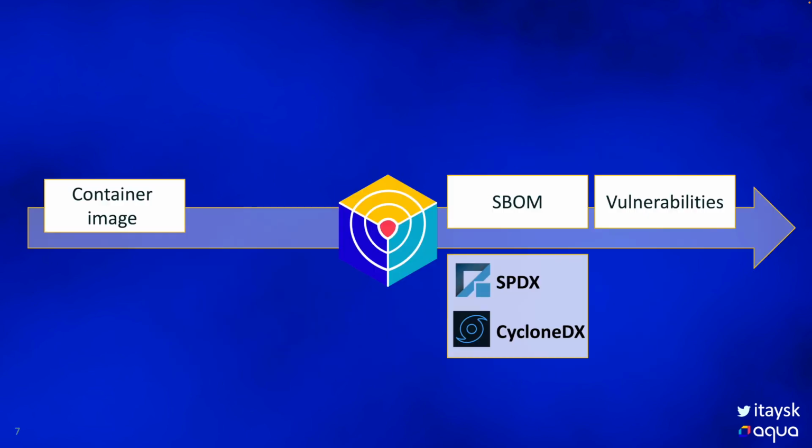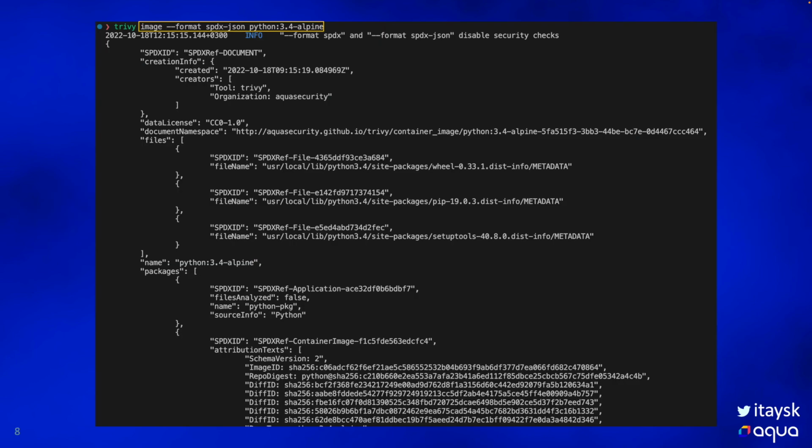So basically, this is the starting point. Trivy takes a container image. It can analyze it. It can produce the SBOM for you in any of the industry formats. SPDX, CycloneDX are two very popular industry formats. And then it can continue to generate the vulnerabilities report. So yeah, Trivy can generate an SBOM. And this is how it looks.